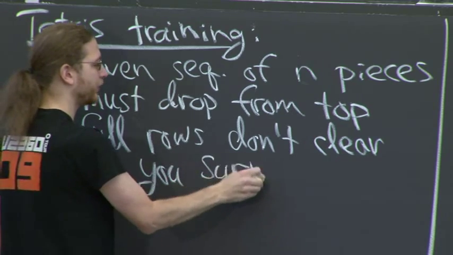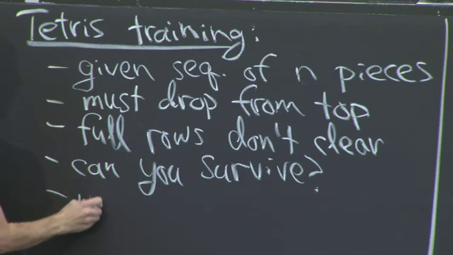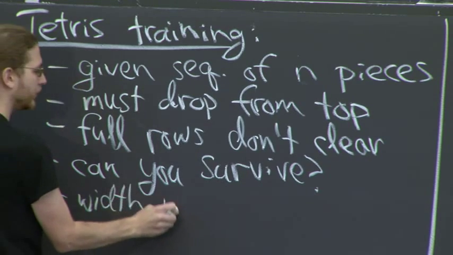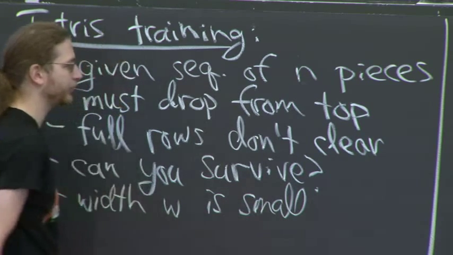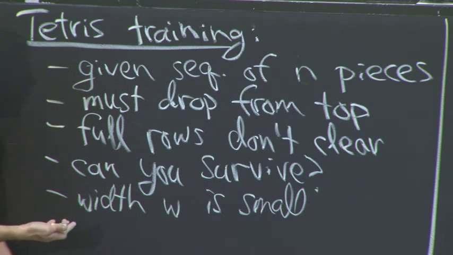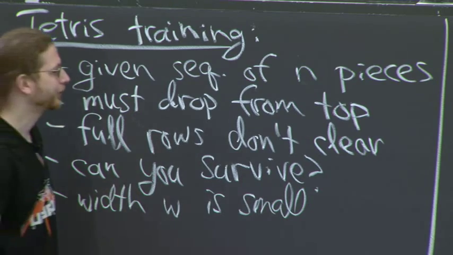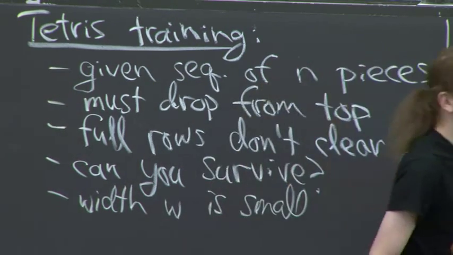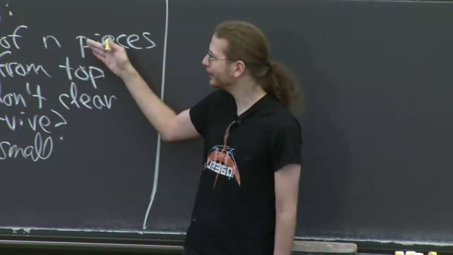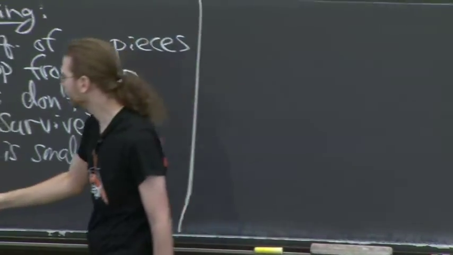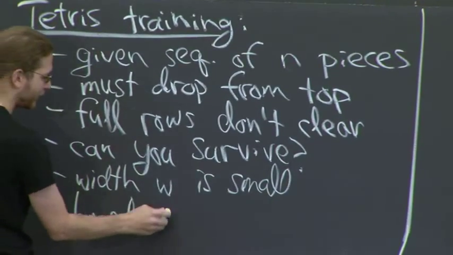Oh, I've got one other constraint. This is actually kind of natural. The width of the board is relatively small, because we're going to be exponential in W. In real life, it's 10, sorry, it's been a while since I wrote my Tetris paper. All of these are kind of weird constraints. Also, the board is initially empty. That's like level 1 of Tetris.